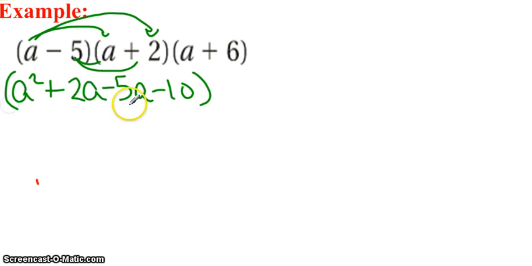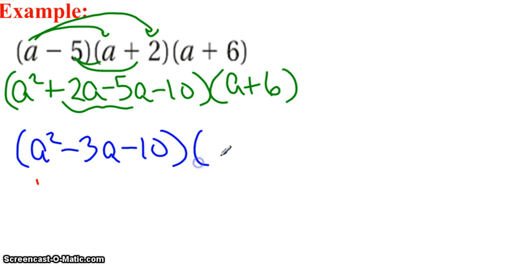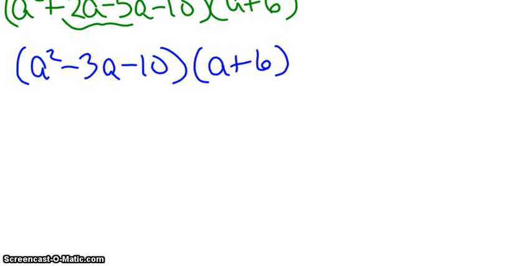And whatever you get here, you got to combine these like terms and multiply that by your third binomial. So I get a squared minus 3a minus 10 times a plus 6. I like to use the box method. You can do distribute if you want to. You can keep going and distribute a to everything in this trinomial, and then 6 to everything in the trinomial. Just make sure you multiply everything in one polynomial with everything in the second one.